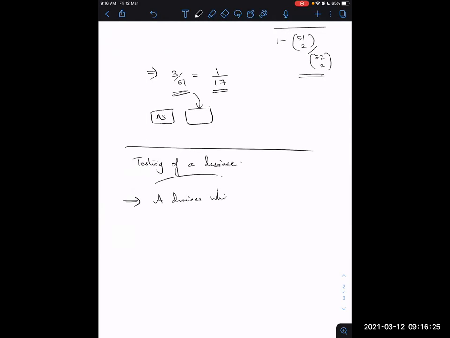Which afflicts 1% of the population. So this is sort of a rare disease, you can say. I mean, 1 over 100 is not rare, but I'm just saying that. And test positive.